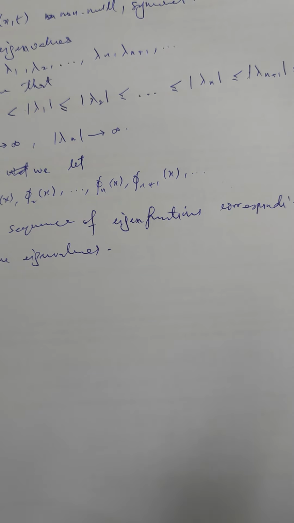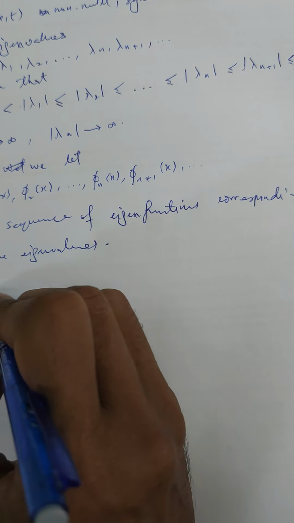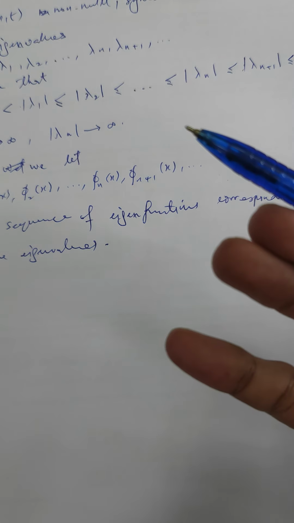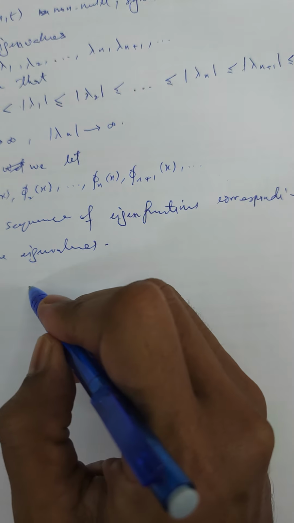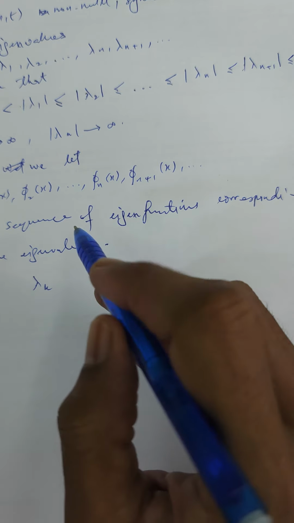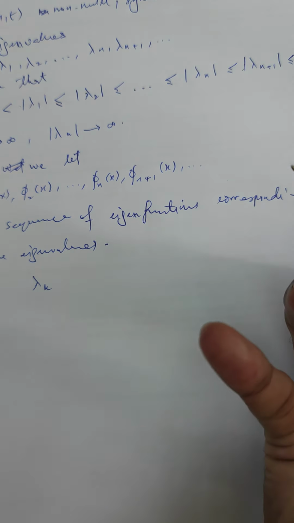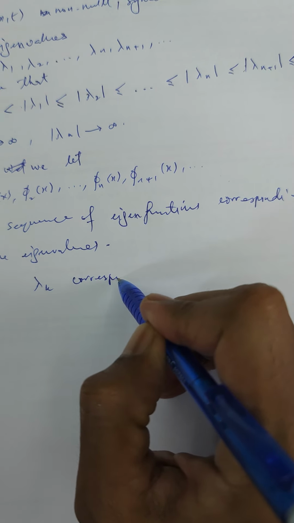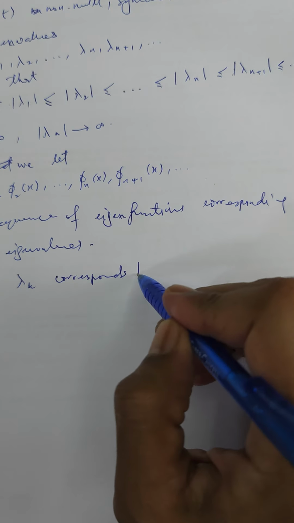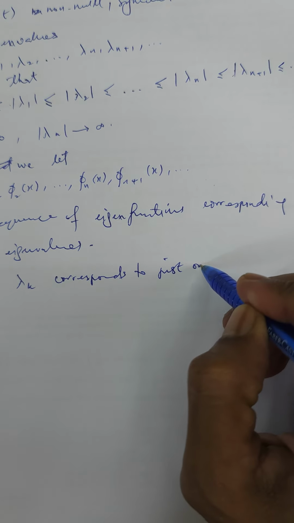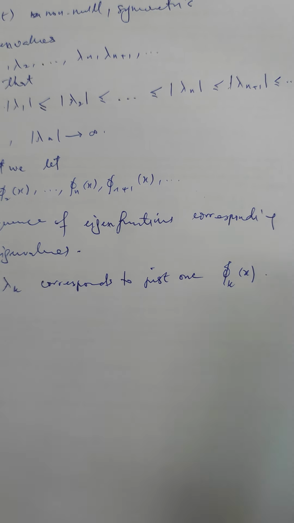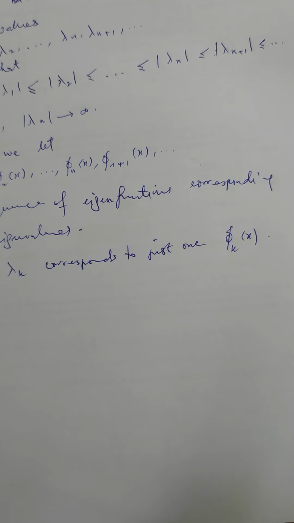So what happens then? It follows from those arrangements that each eigenvalue lambda k corresponds to just one eigenfunction phi k(x), and we suppose that this eigenfunction has been orthonormalized.